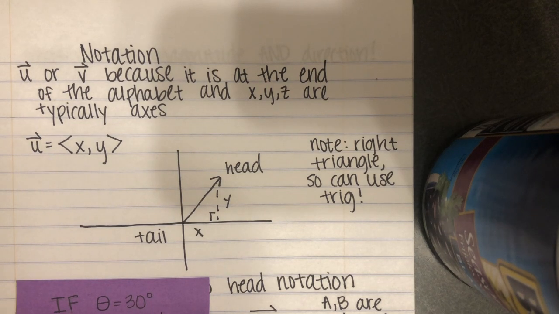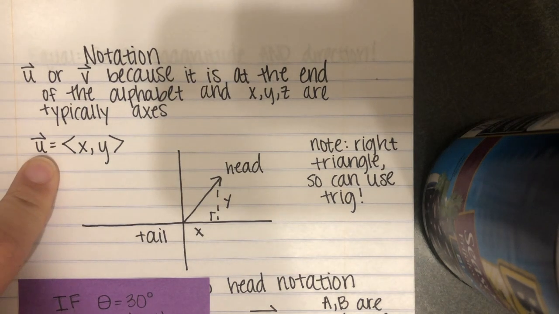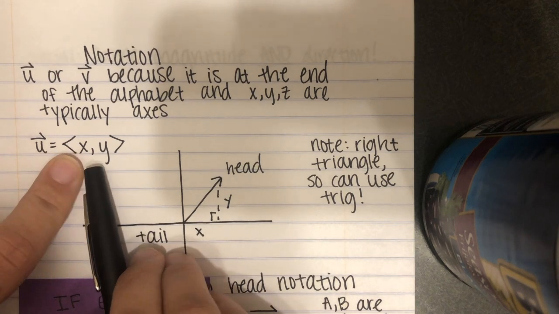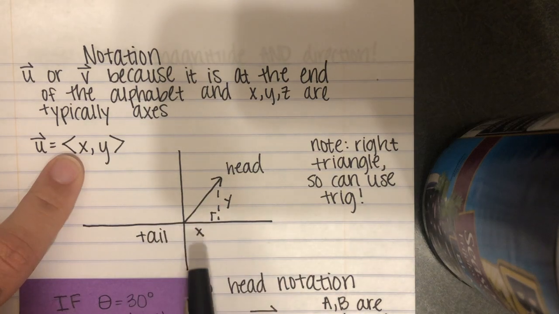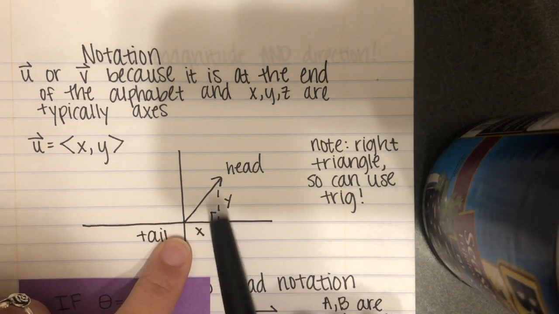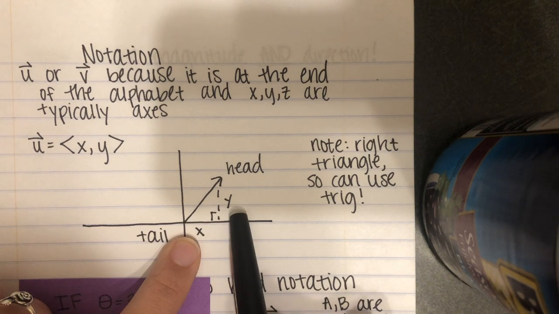So I chose u, and so u is this vector, and vectors are written with these little pointy brackets, and they have an x component and a y component. Just like a coordinate pair, you can see it over here in the graph. If there was a point right here, it would be written as this x value and this y value, but now it's written in these little brackets as x and y.